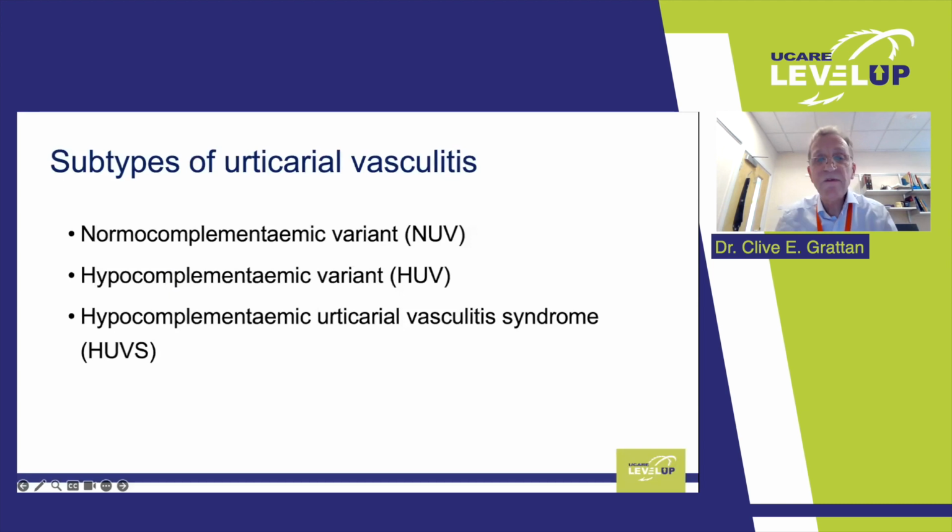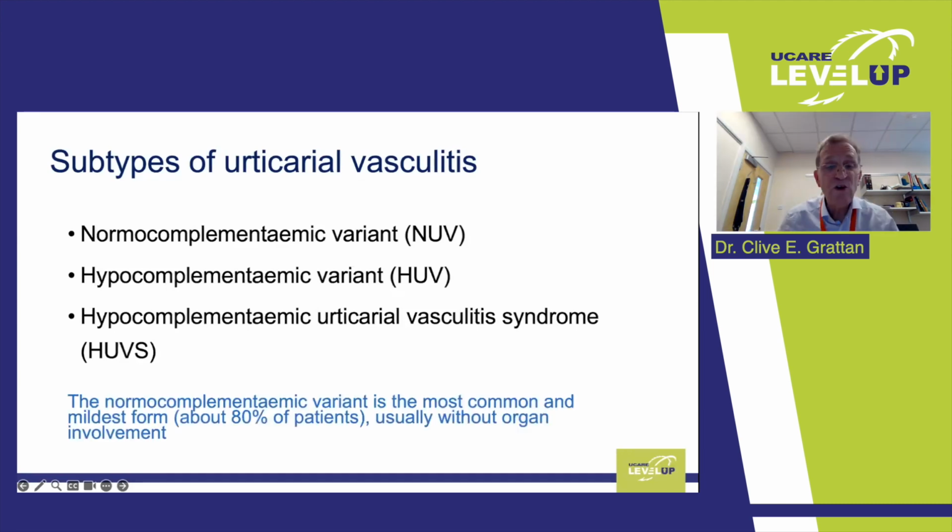Now there are subtypes of urticarial vasculitis. The commonest is the normocomplementemic variant, NUV, and then the hypercomplementemic variant, which is HUV, and also the hypocomplementemic urticarial vasculitis syndrome, known as HUVS. But the normocomplementemic variant is the most common and the mildest form, affecting about 80% of patients, usually without organ involvement.